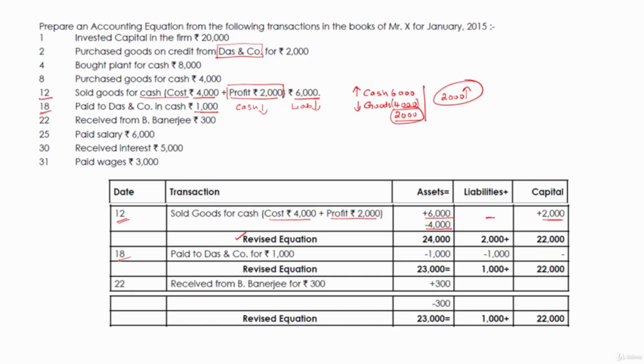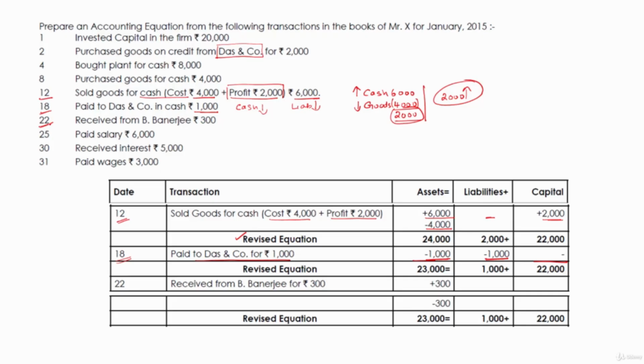Let's record. On 18th, paid to Das and Co 1,000. Asset, that is cash, will come down by 1,000. Liability will also come down by 1,000. So the revised equation will be 24 minus 1, 23,000. 2 minus 1, 1,000. So 23,000 will be equal to 1,000 and capital will remain the same at 22,000. So again accounting equation maintained.